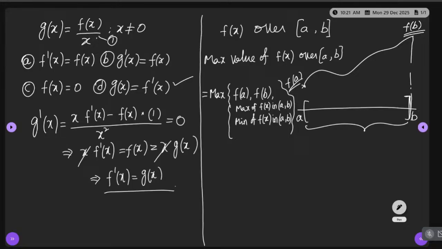In between A and B, you need to find the points where it is attaining maxima as well as minima. Along with that, you have to find the values of f of a comma f of b.